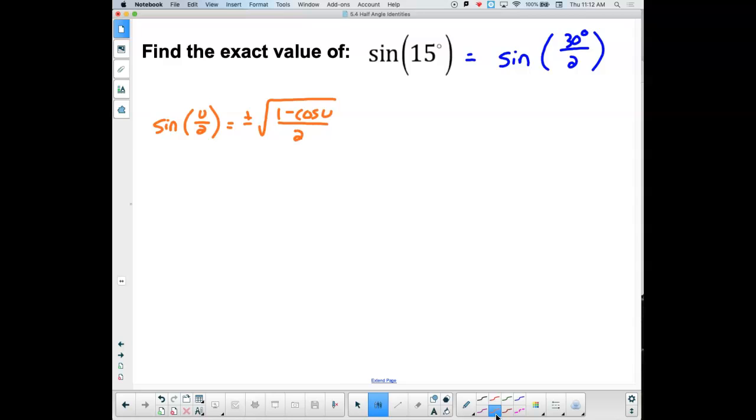Let me rephrase this question. What quadrant is 15 degrees in? Quadrant number 1. Is sine positive or negative in quadrant number 1? Positive. So I'm going to have a positive value here. Big square root of 1 minus the cosine of 30 degrees, all divided by 2.